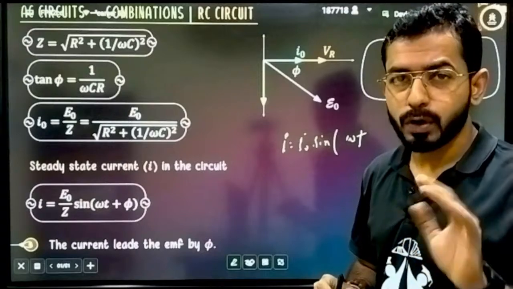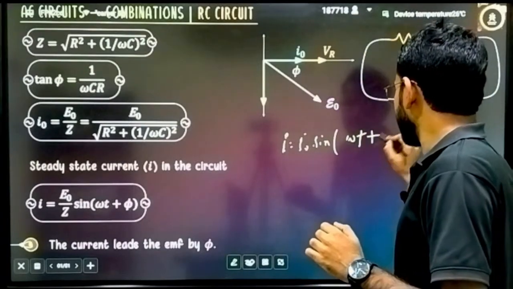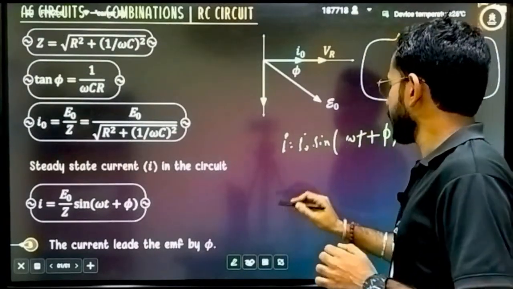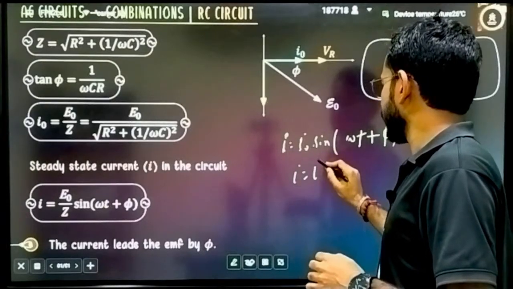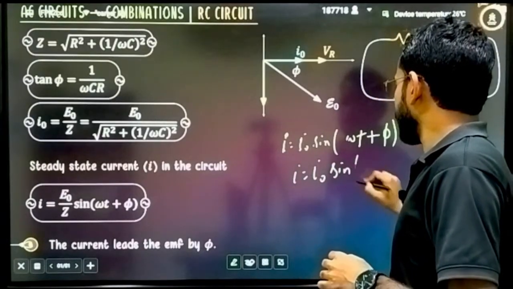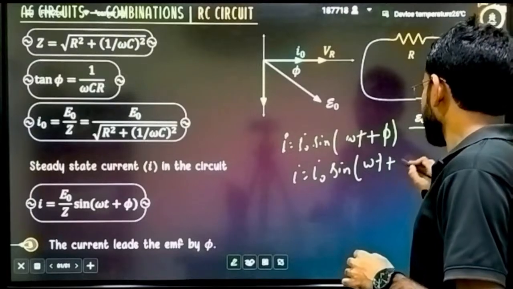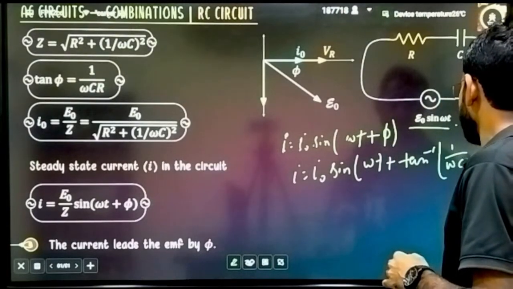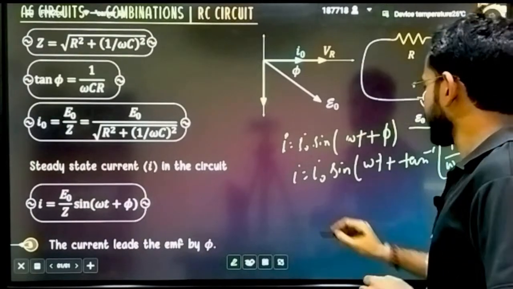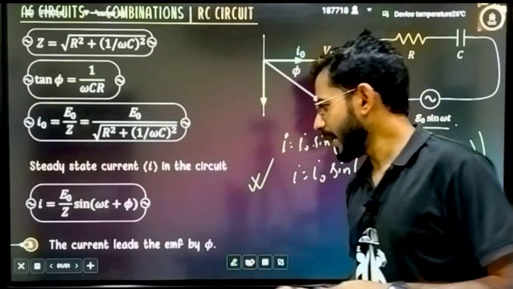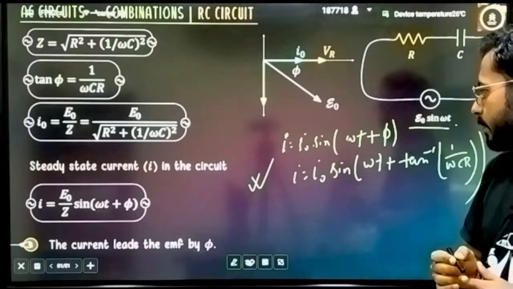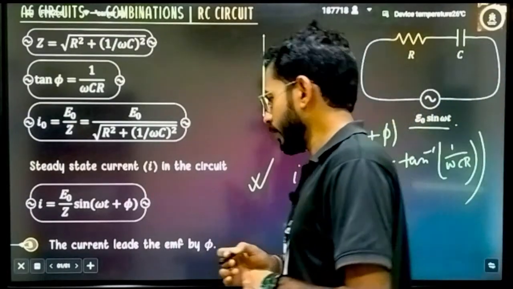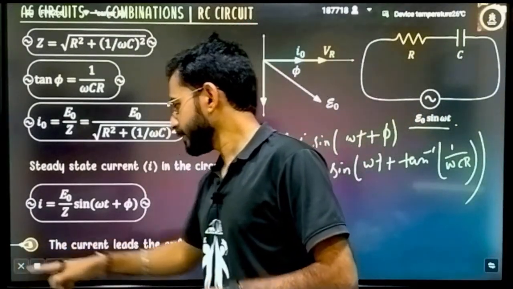A complete pi by 2 happens in a purely capacitive circuit, but here it is leading by some angle phi, and that angle I have also calculated. I will write I naught sine of omega t plus tan inverse of 1 by omega C R. This will be the result. I is equal to I naught sine of omega t plus tan inverse of 1 by omega C R. Clear?